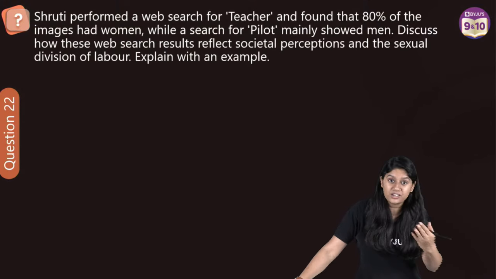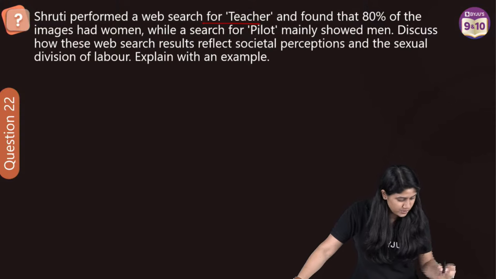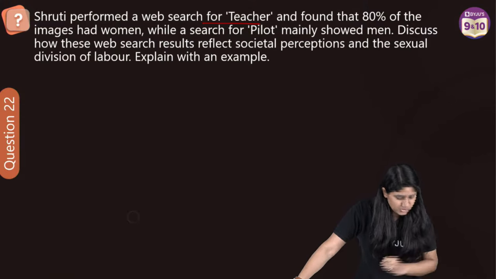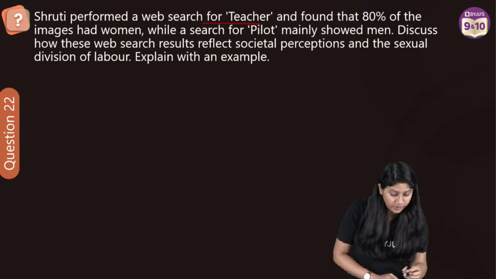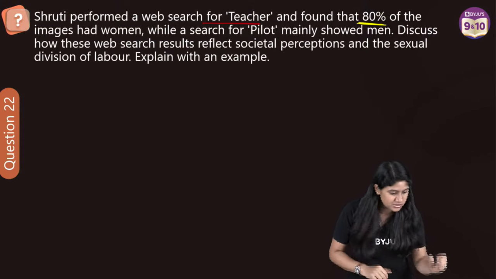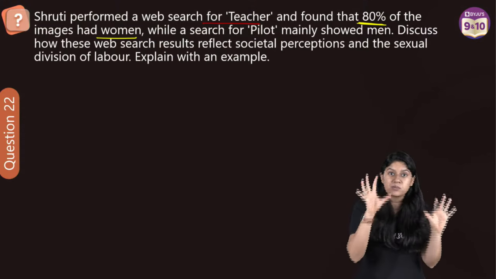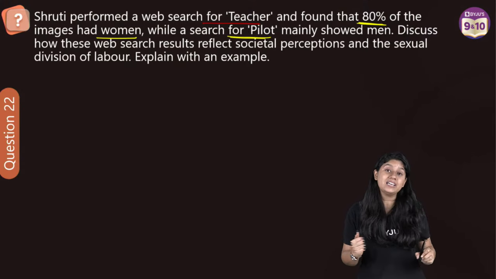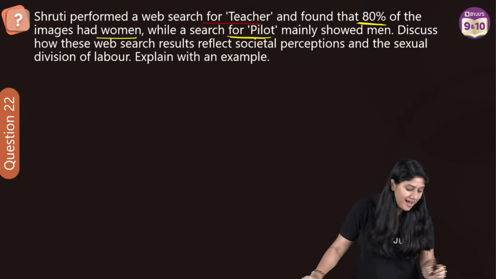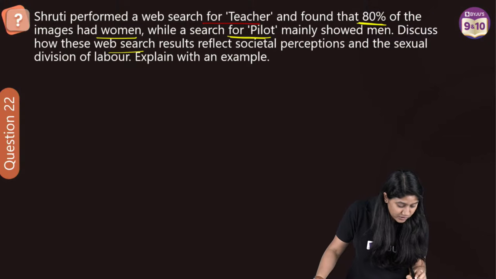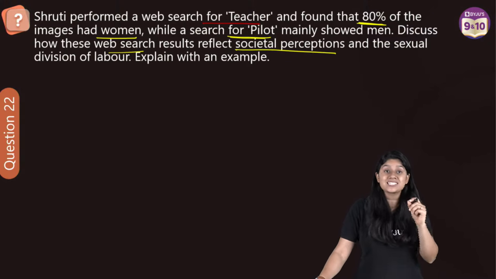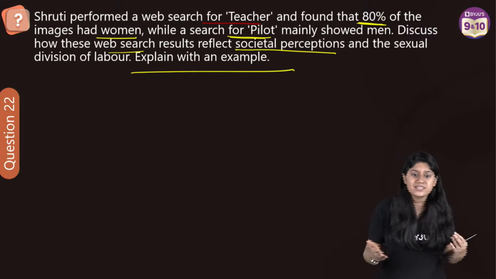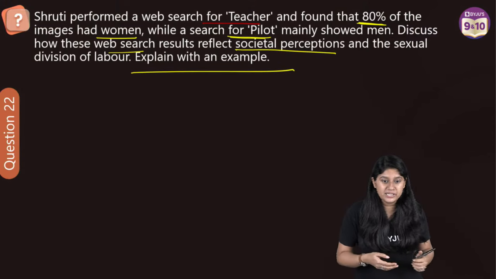We have Shruti, like you only, who performed a web search for the teachers, right? She just wrote teachers on the search engine, and she got 80% images of women. In those images, they had women. And then she did a search for the pilot, and mainly it showed the men. Discuss how the web search results reflect society's perception and the sexual division of labor. Explain with an example. Tell me, everyone. I'm waiting for your answer.